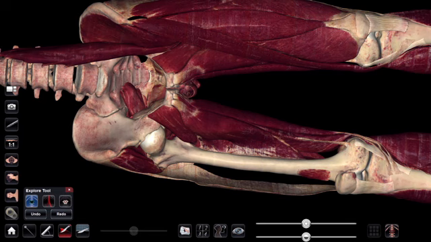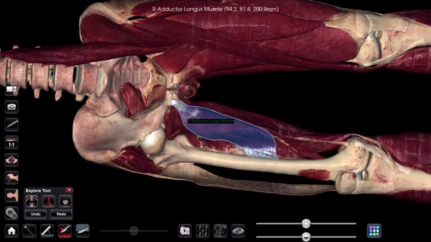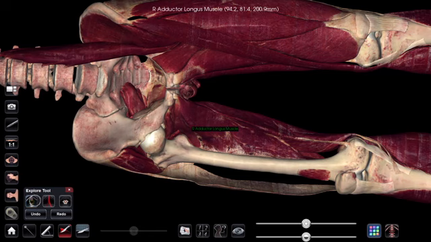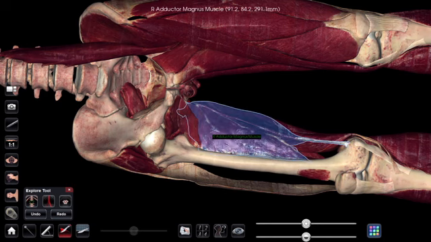If we remove gracilis, we see the pectineus muscle. Pectineus is the more lateral muscle of this medial compartment group. If we remove pectineus, we can see the adductor longus muscle, which has deep to it the adductor brevis muscle, and deeper still is the adductor magnus with its adductor hiatus that allows the femoral artery and vein to pass posteriorly to become the popliteal vessels.